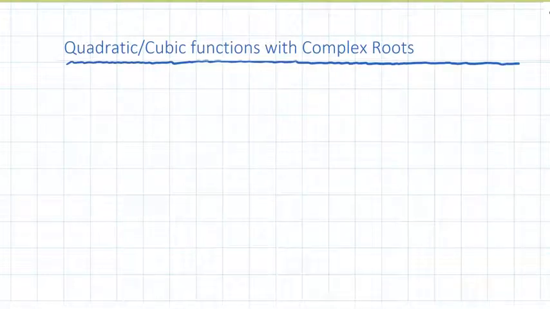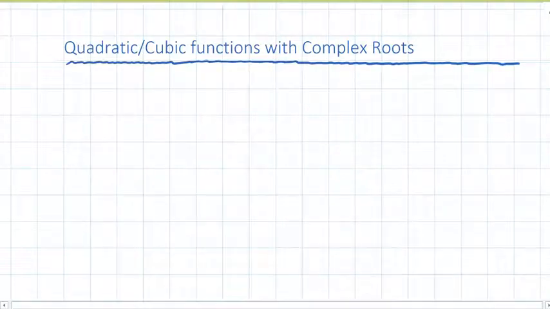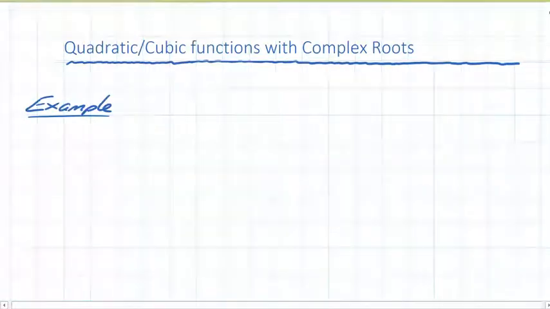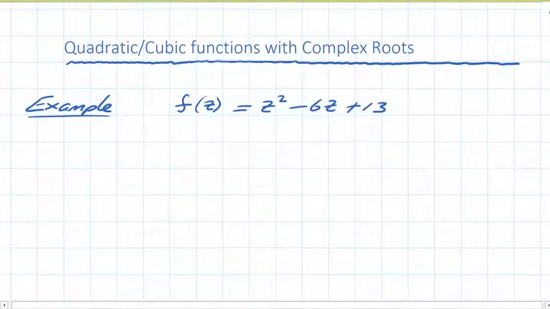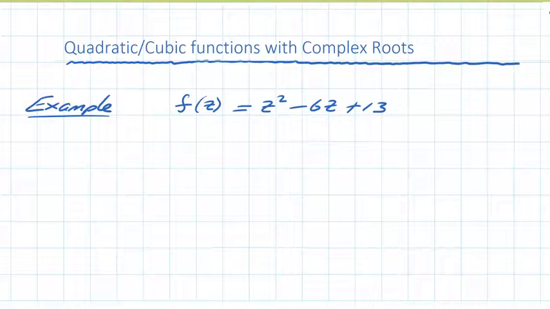In this lesson, we're going to take a look at complex roots of quadratic and cubic functions. So let's start off with an example. We'll take an example of a quadratic. Let's say the function is f of z is equal to z squared minus 6z plus 13. We normally use f(x) in algebra, but when it's a complex number, we use z normally. That's the only difference here so far.